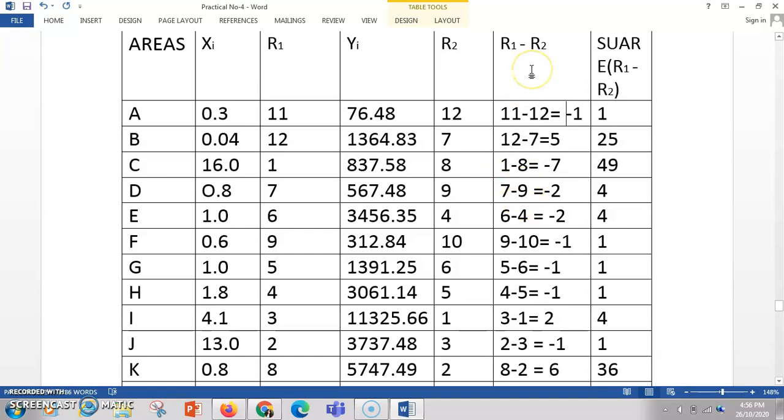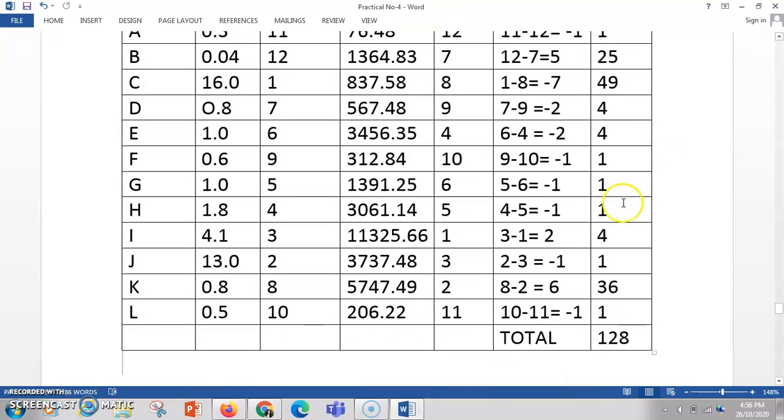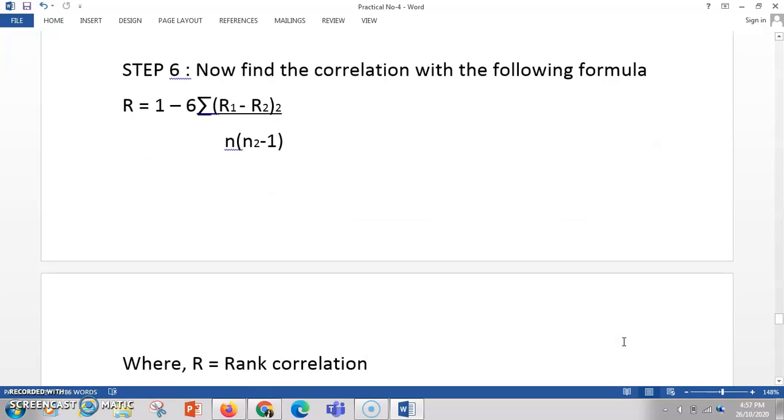So all the values of R1 minus R2 are minus 1, 5, minus 7, minus 2, minus 2, minus 1, likewise. Now take a square of it. 1 square is 1, 5 square is 25, 7 square is 49. Like that we have to take the squares of each and every number, and finally take a total of it. We'll call it summation. After doing the total, you're going to get 128 as the summation of (R1 minus R2) square.